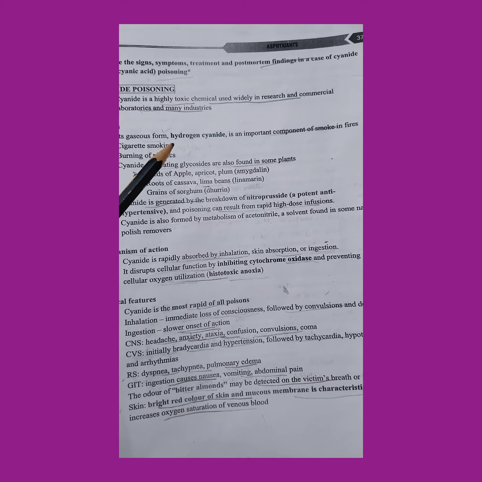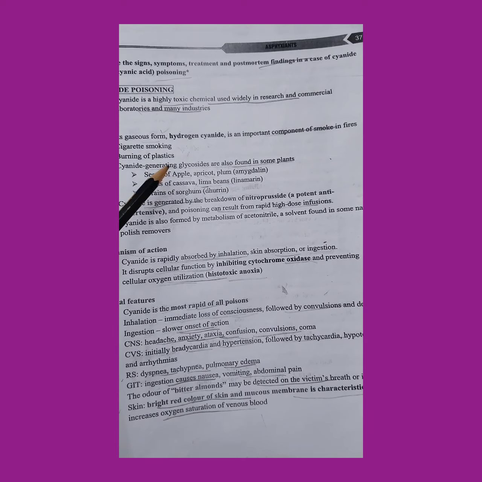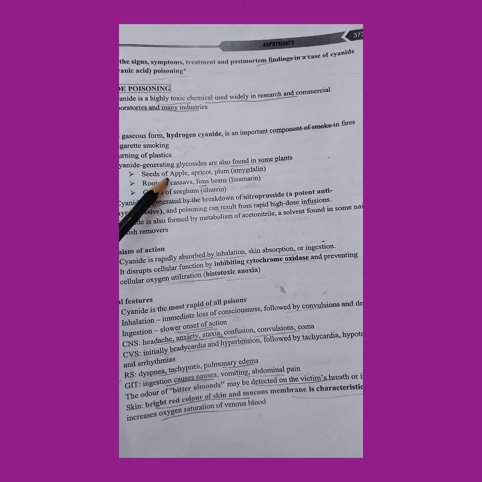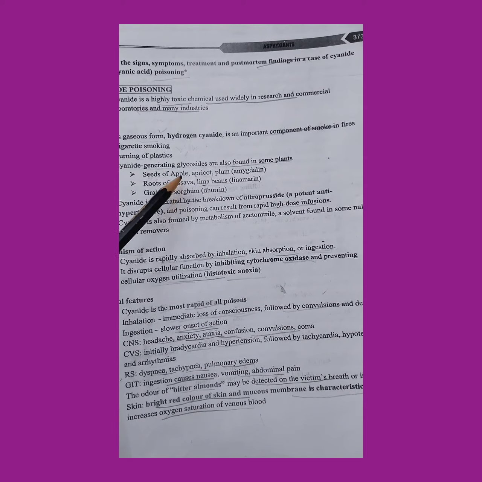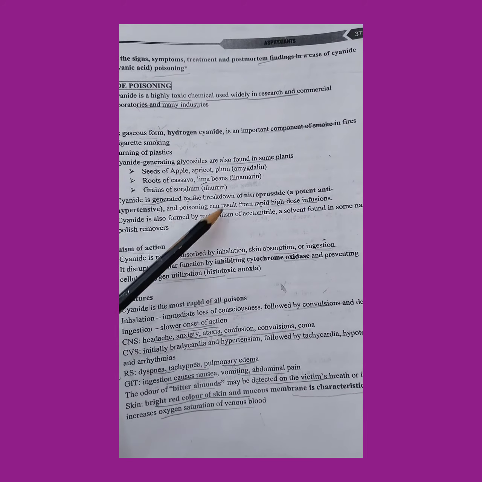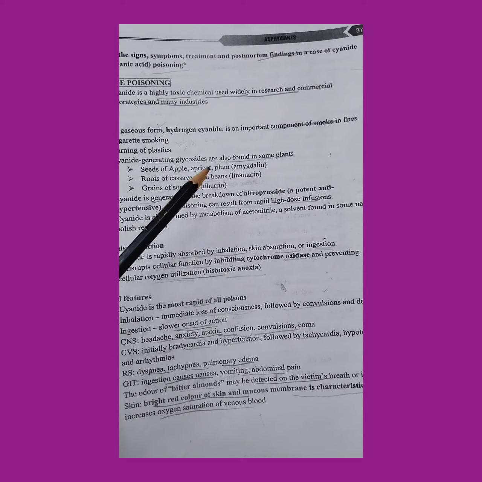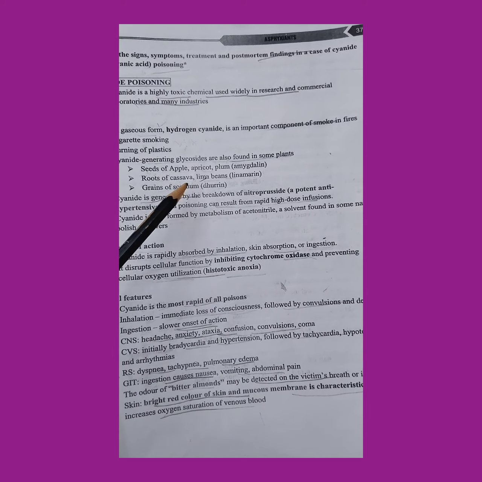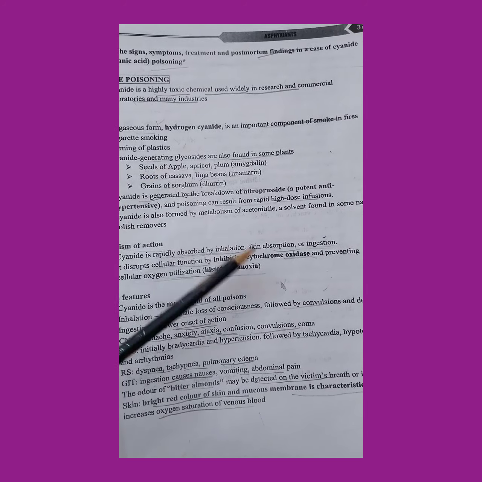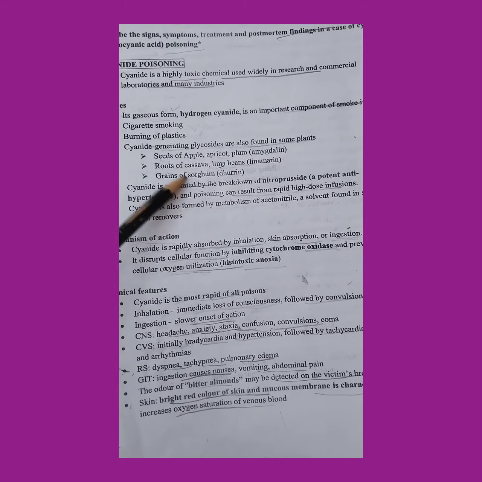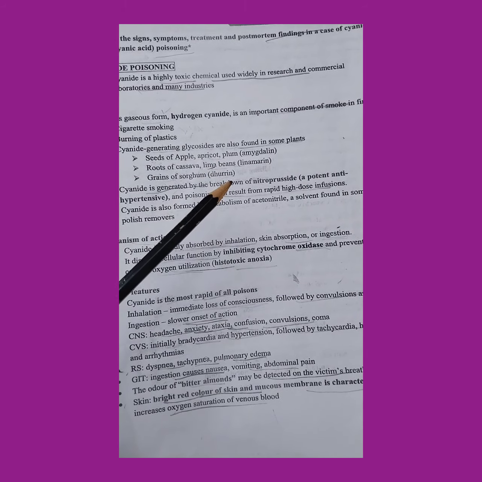Cyanide is also found in some plants. They are in the seeds of apple, apricot, and plum, as amygdalin in plum; the roots of cassava and lima beans, linamarin, which is a toxin; and the grains of sorghum, dhurrin. Cyanide is also generated by the breakdown of nitroprusside.